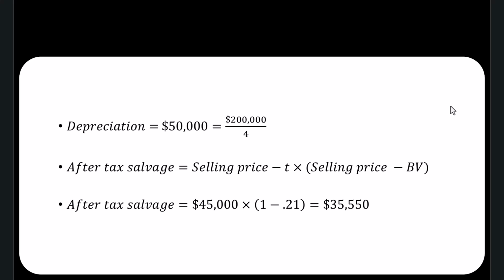So the depreciation is just going to be the cost of the equipment minus the salvage value they're depreciating it to, which in this case is 0, divided by its useful life of 4, so we get $50,000 a year. The after-tax salvage value is going to be the selling price minus the tax rate times the difference between the selling price and the book value. This would be the capital gains. It turns out that the book value is equal to 0, so it's really all capital gains. So it's going to be $45,000 times 1 minus the tax rate, or $35,550.